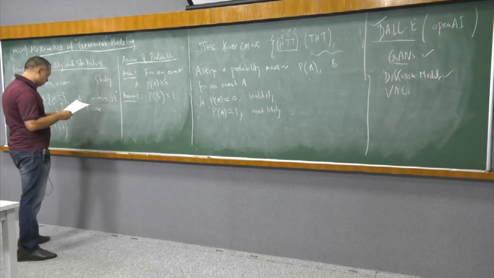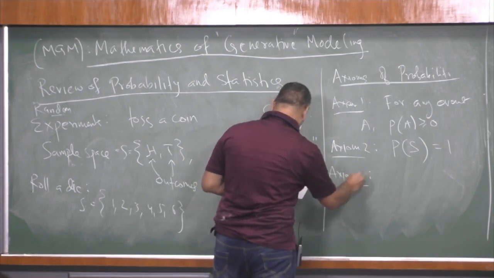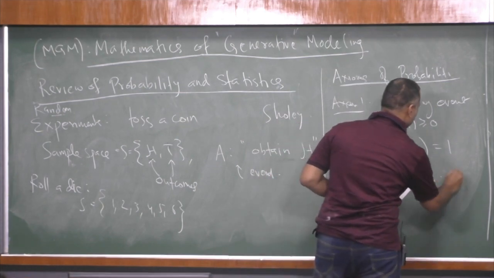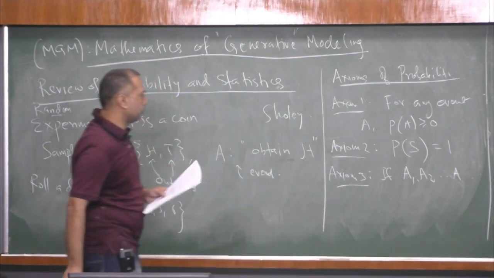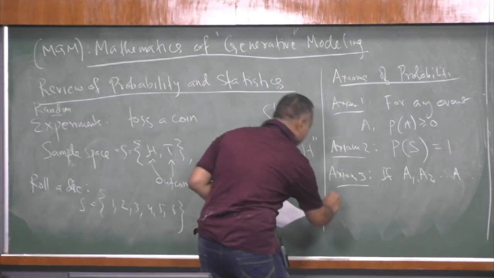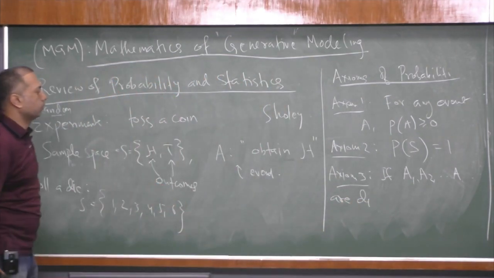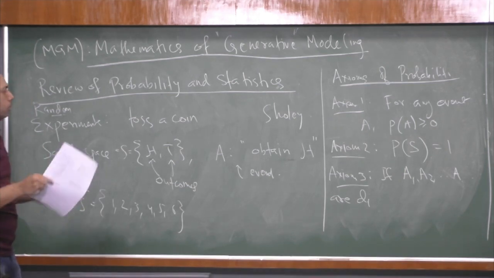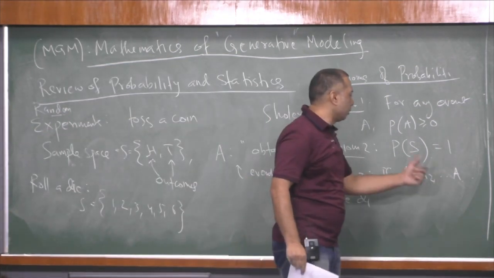And the third axiom is, if A1, A2 and so on are disjoint events. So disjoint means, as I said, they don't intersect. The intersection is empty. So I have two events A and B. A and B are disjoint if A intersection B is empty. So here we say pairwise they are disjoint.